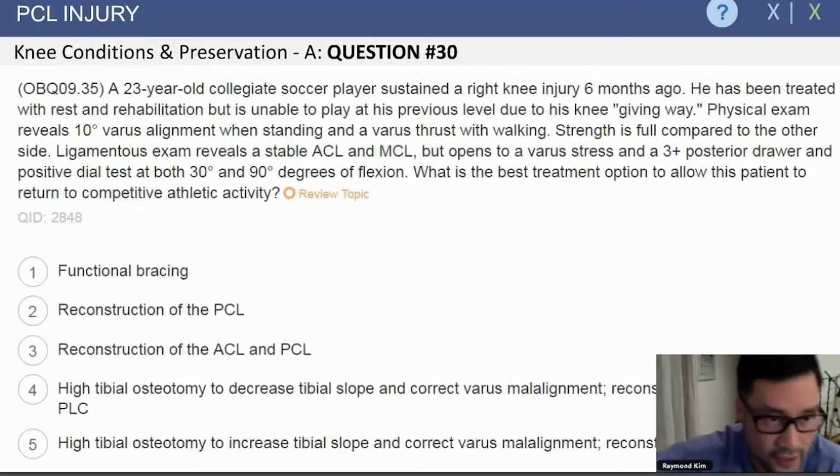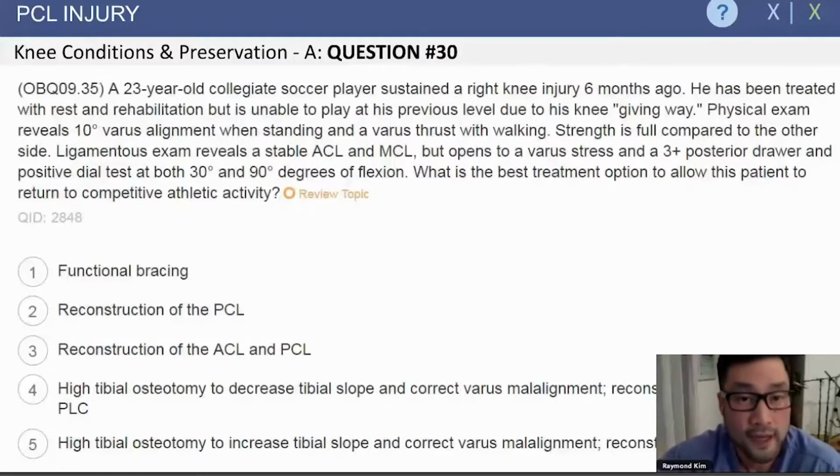Let's go to a PCL question here. A 23-year-old collegiate soccer player sustained a right knee injury 6 months ago. He has been treated with rest and rehabilitation, but is unable to play at his previous level due to his knee giving way. A physical exam reveals 10 degrees of varus malalignment, or 10 degrees of alignment when standing, and a varus thrust with walking. Strength is full compared to the other side.